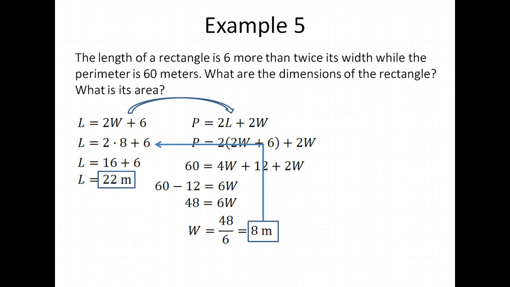So now we need to find the area. The area is equal to length times width. Area is equal to the length of 22 times the width of 8. So the area in this case is 176 meters squared.